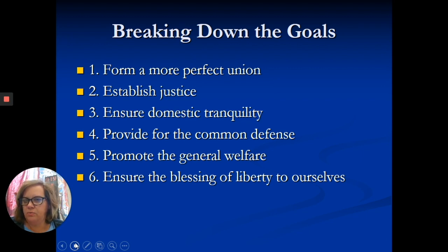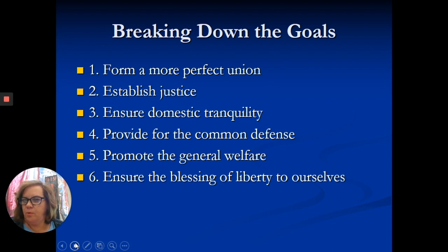So in the goals, we know that they want to form a more perfect union. They want to establish justice, ensure domestic tranquility, provide for the common defense, promote the general welfare, and ensure the blessings of liberty. So what follows in the Constitution in Articles 1 through 7 are going to be ways for us to be able to achieve these goals.